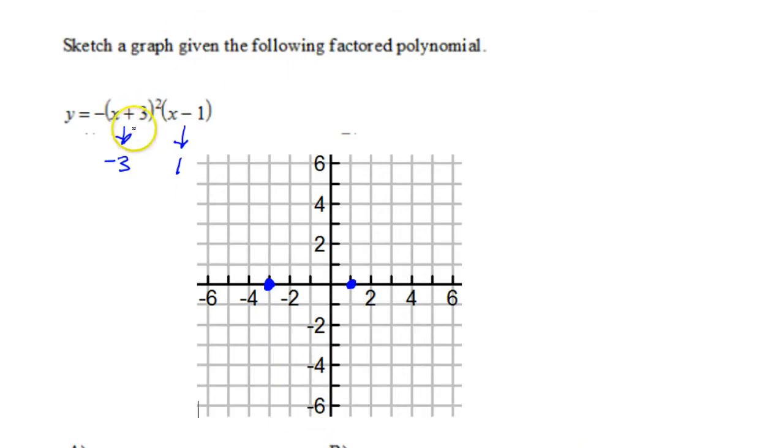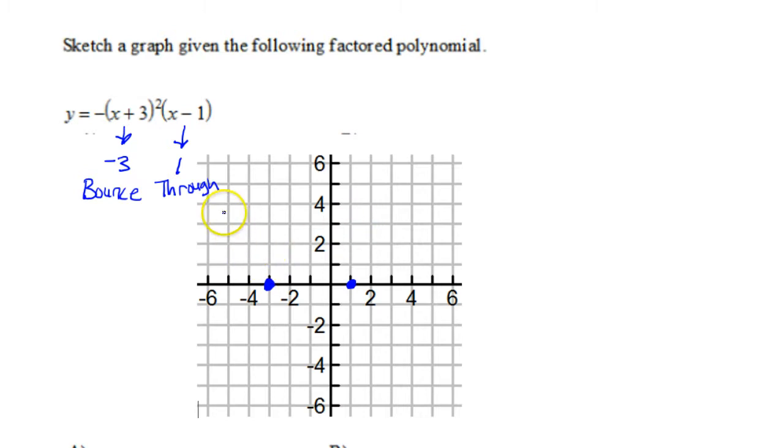Okay, so in these cases, at the negative 3, I am going to have a bounce, because this is squared, and that's when you have a bounce. At the x-intercept of positive 1, that's just going to go straight through, because that has no exponent, so that's what it looks like when it just goes straight through. Okay, so there's one more piece of information that we need.